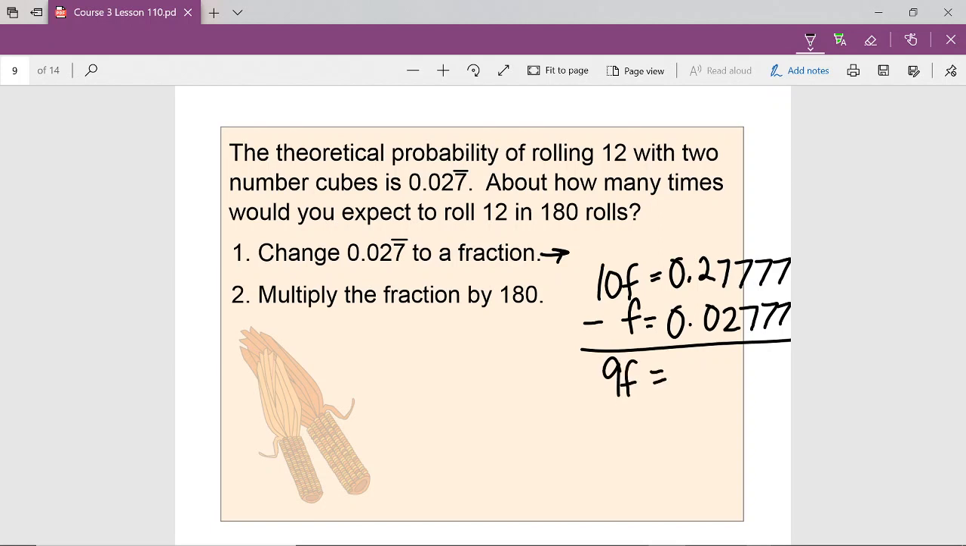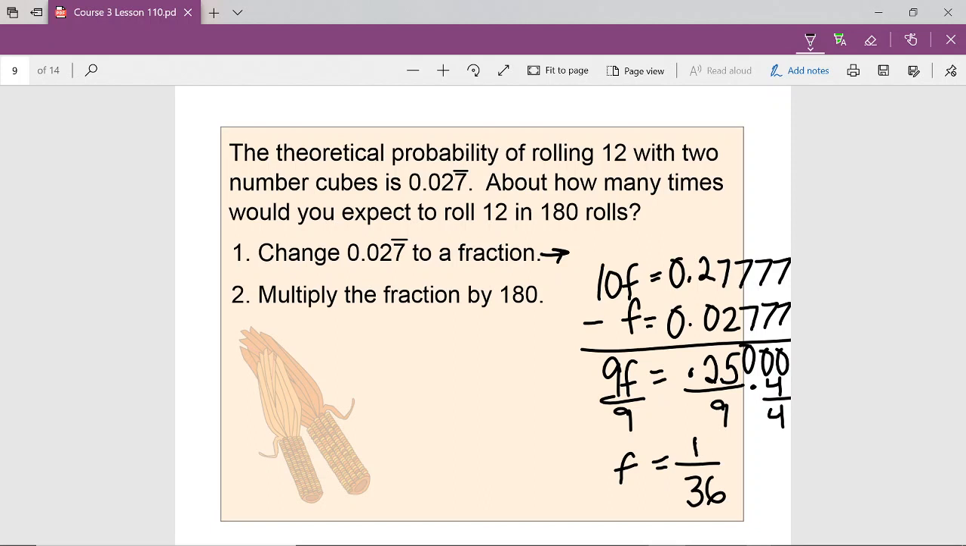I say 7 minus 7 is 0. 7 minus 7 is 0. 7 minus 7 is 0. 7 minus 2 is 5. 2 minus 0 is 2, and I have my decimal point. So that now 9f equals 0.25, then I divide by 9. Once again though, it's not nice to have decimals in a fraction, so I'm going to multiply this by 4 to get it to a whole number, and I get my final fraction as 1 over 36.